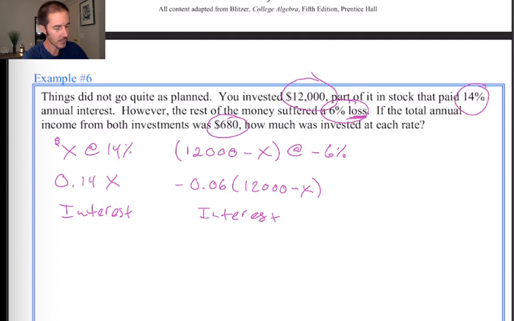And if I take the interest, or the gain, which is a positive number from my first investment, and I add it to the gain, which is going to be a negative number for my second investment, I will know what my total income was, or total interest earned, I've called it previously. Total interest earned, TIE, which is not an industry standard term that I'm aware of. I just made that up. All right, so interest plus interest equals total income or interest.